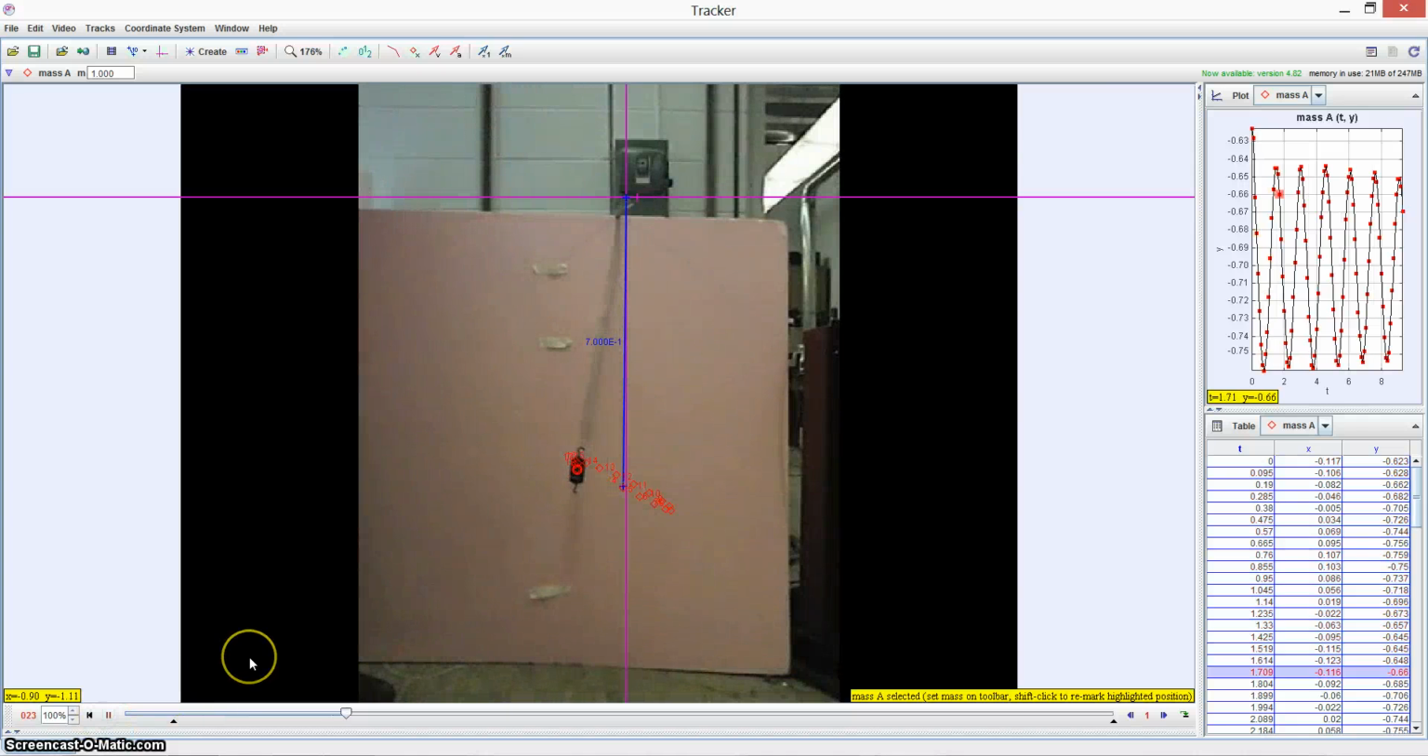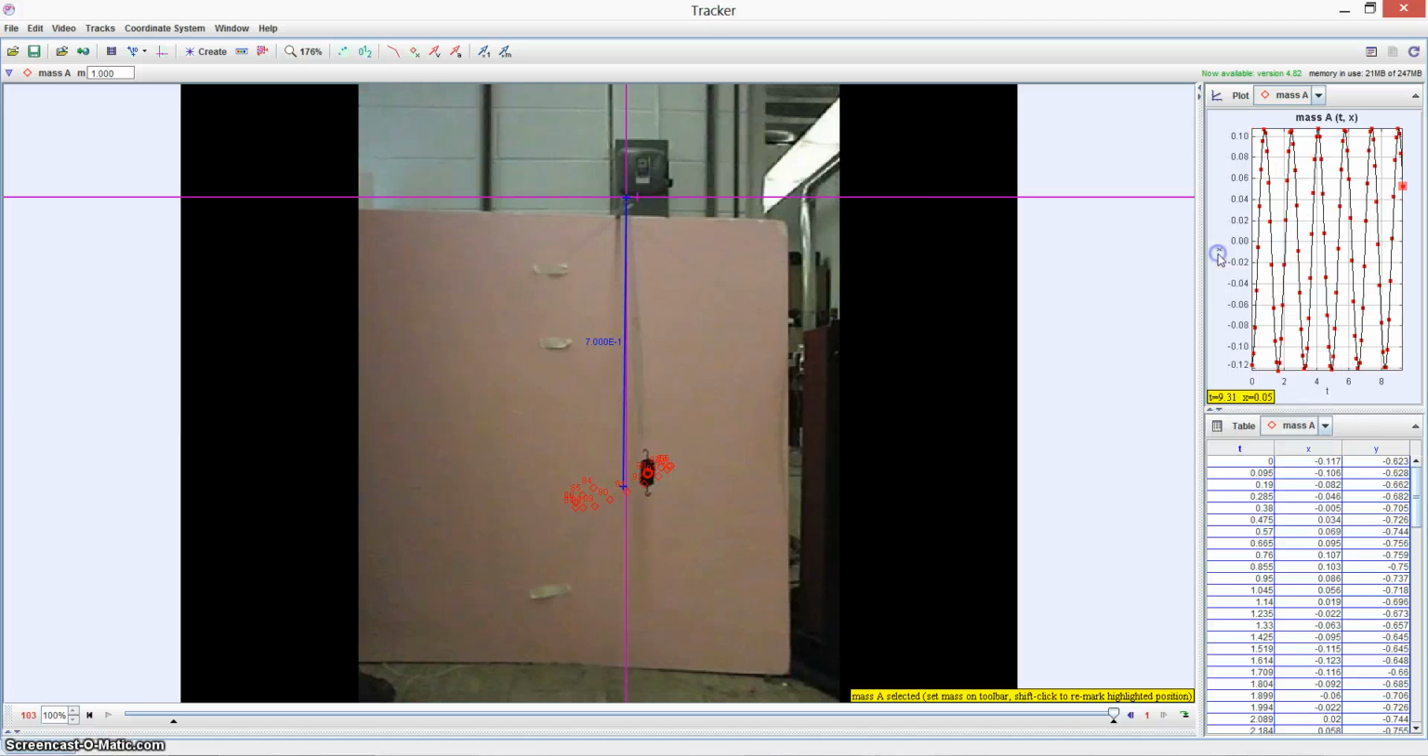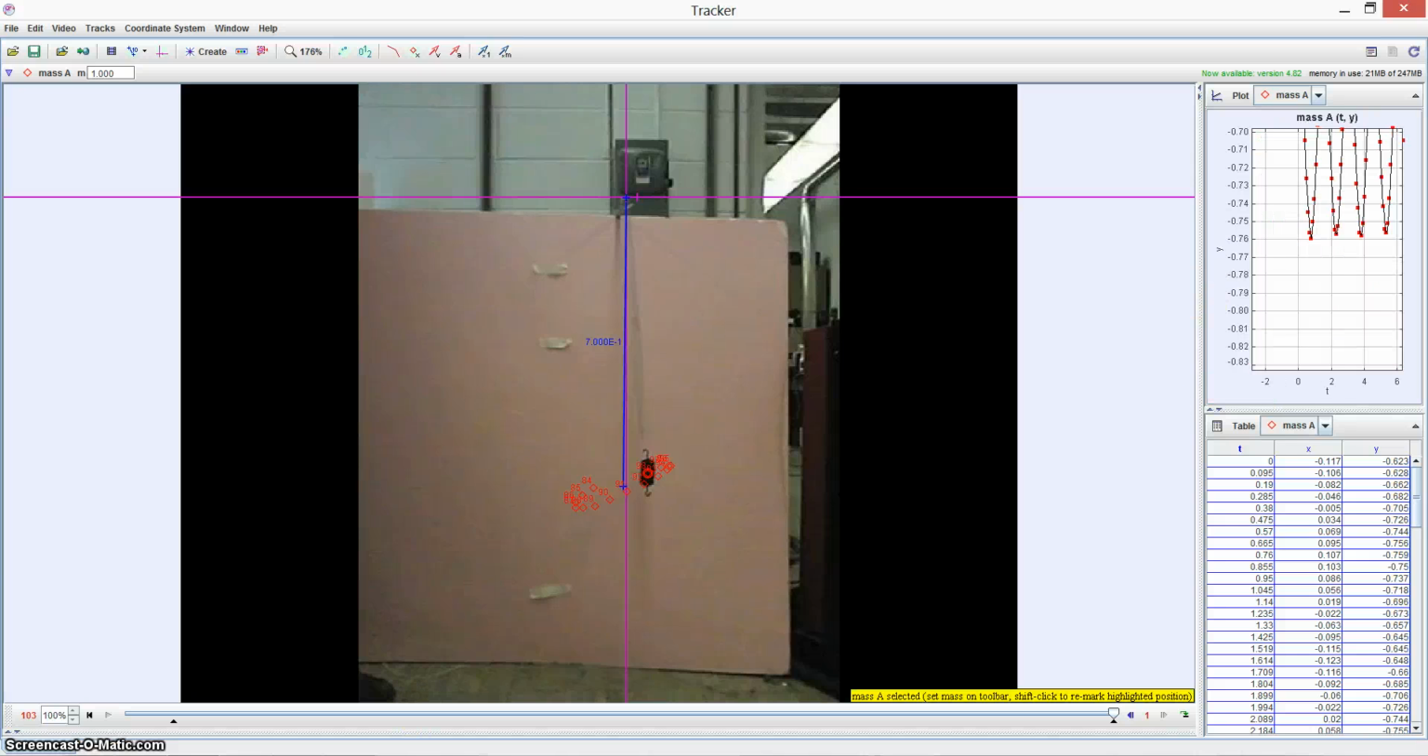Then I skipped the first 5 frames to the start of the motion and tracked frame by frame the center of the mass in order to get X and Y position data about its motion. Tracker also created line plots of the X and Y positions, as can be seen. I then posted the X and Y data into Excel and saved it as a CSV file in order to be used for later comparison.